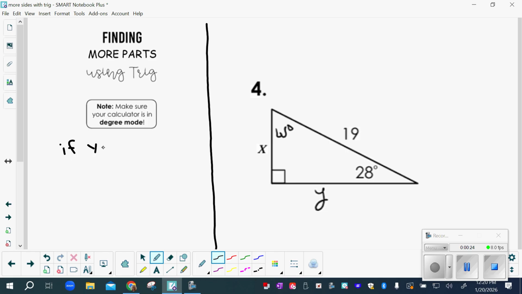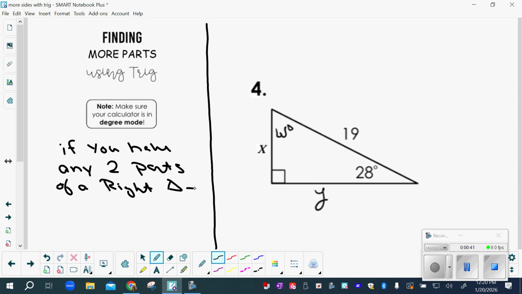If you have any two parts of a right triangle, you can get all of the rest.